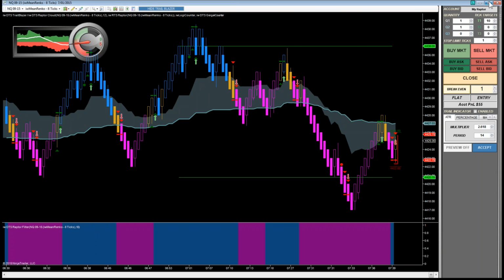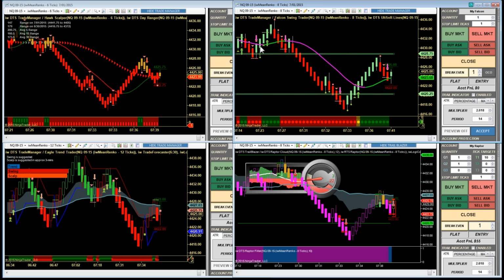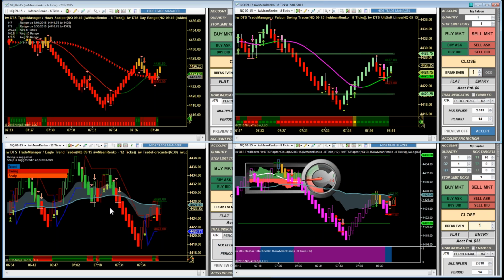The DTS tools are normally sold as a bundle where you get the Hawk Scalper, Falcon Swing Trader, and Eagle Trend Trader all together. Remember, the notion is that you're looking at the market from 3 different points of view.